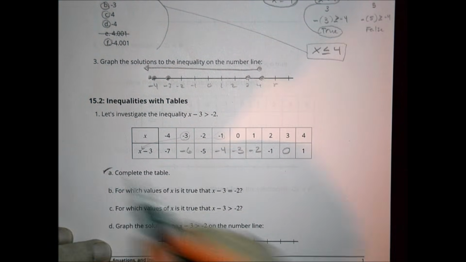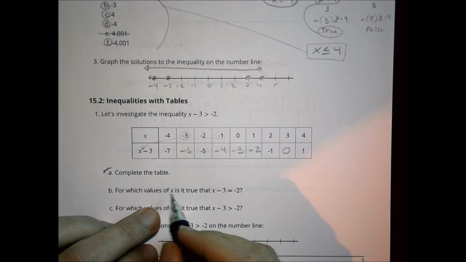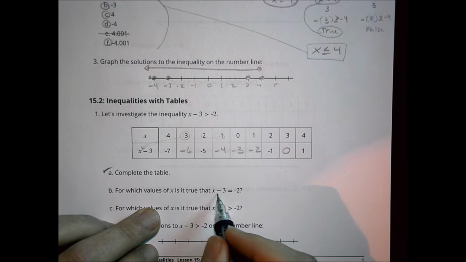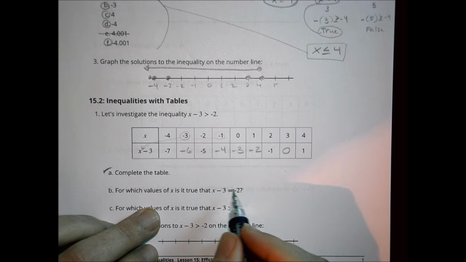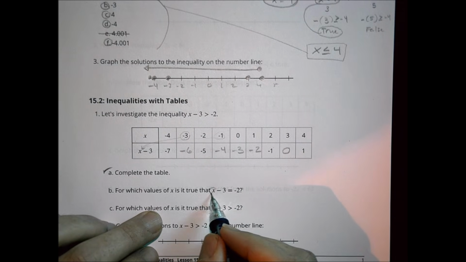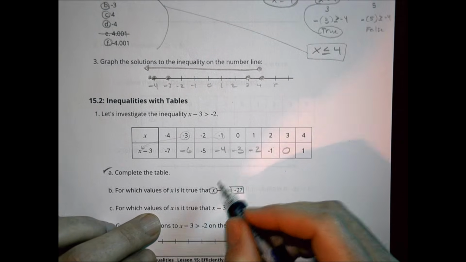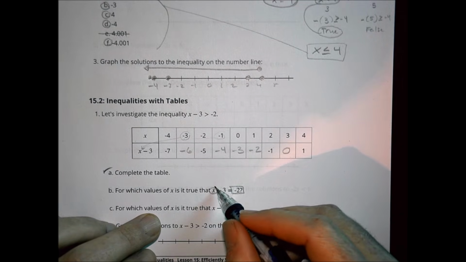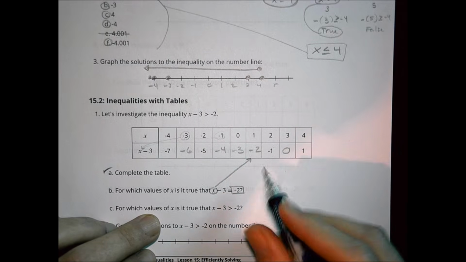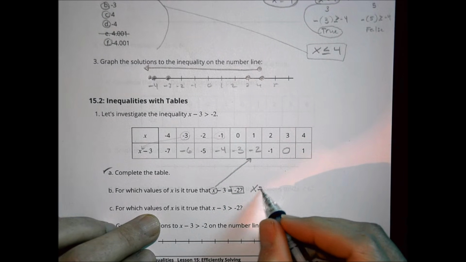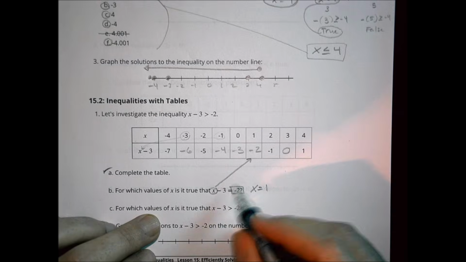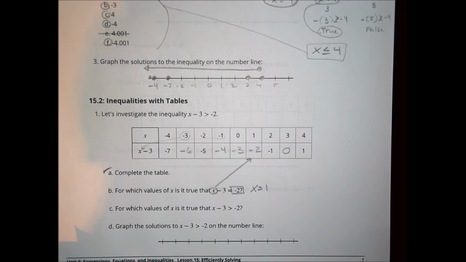So table complete. So for which values of x is it true that x minus 3 equals negative 2? So what value of x can I put in there where it's going to equal negative 2? And when I look at my table, I can see that happens right here when x equals 1. So when x equals 1, the solution works out to be negative 2.